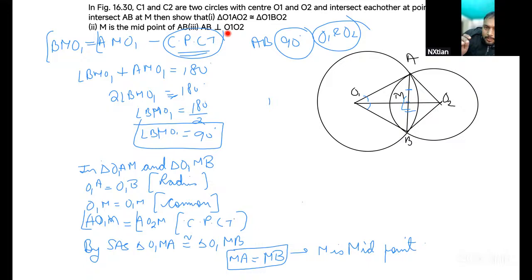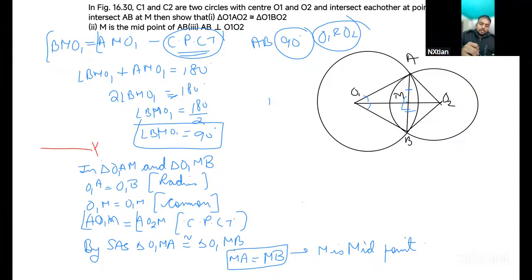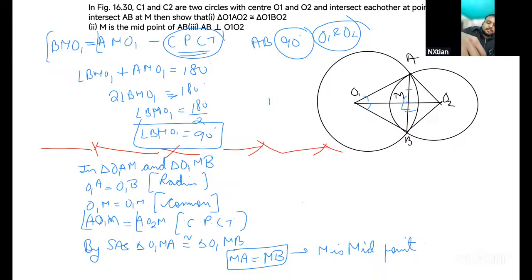Understood? Abigail? Yes, sir. Understood, sir. Okay. Now could you write it down? Sam, I know you're not able to get anything about that, but this is a chapter called CPCT congruence. Understood, Sam? I know I can understand you. I can feel that you're not able to get anything. You want to say something, Sam? You're mute. No, sir. It's a big chapter, so we have to understand that chapter first. Then only we can do this question. So for this question, we need to do that chapter. Understood?